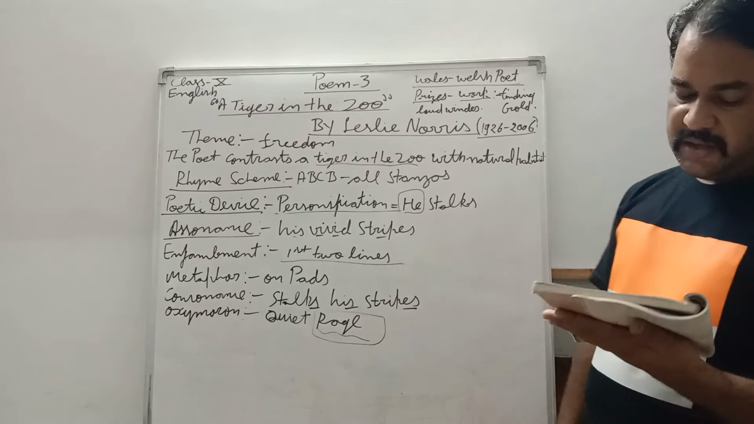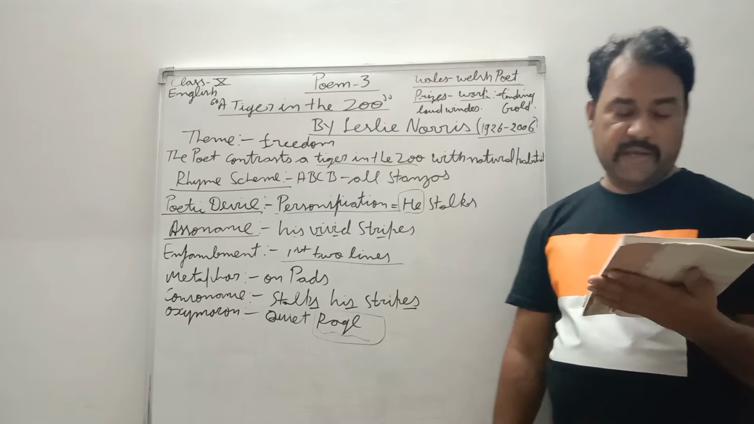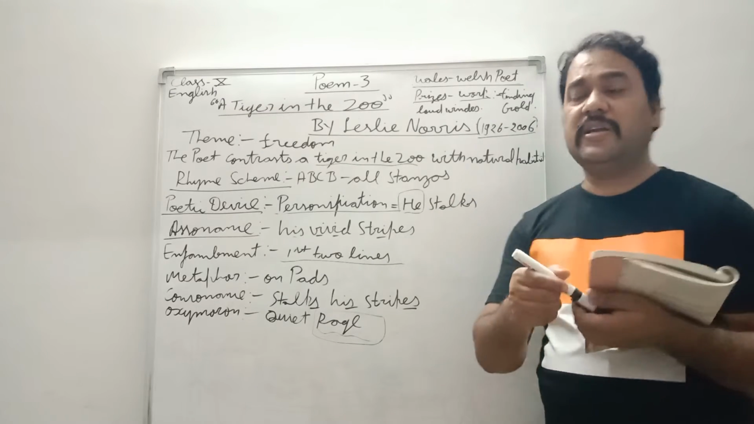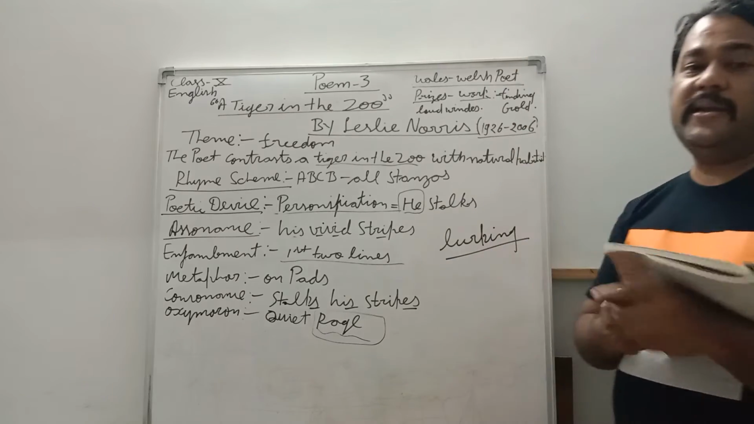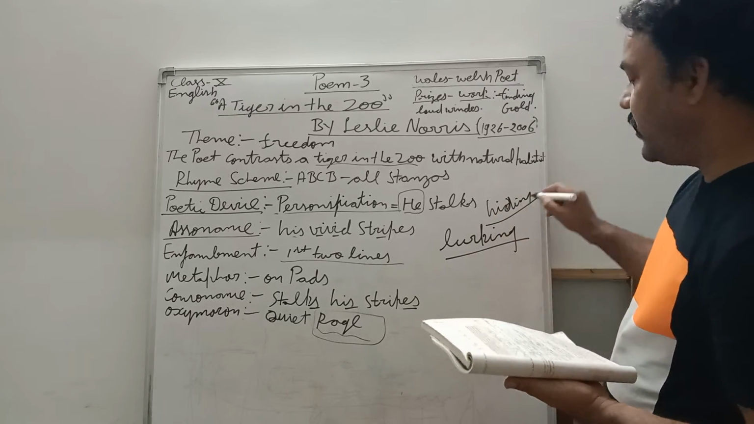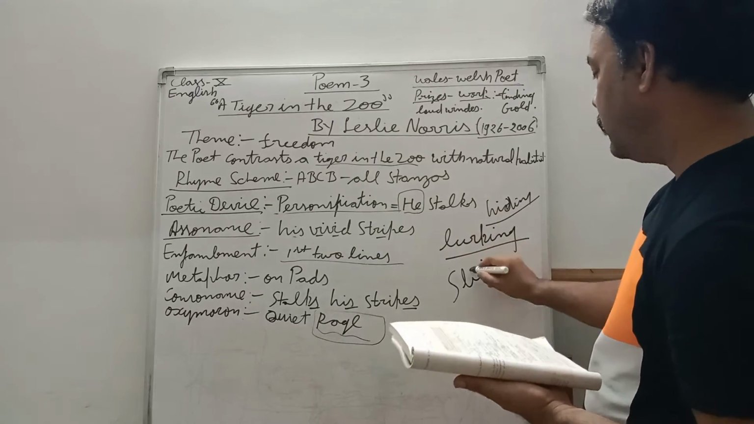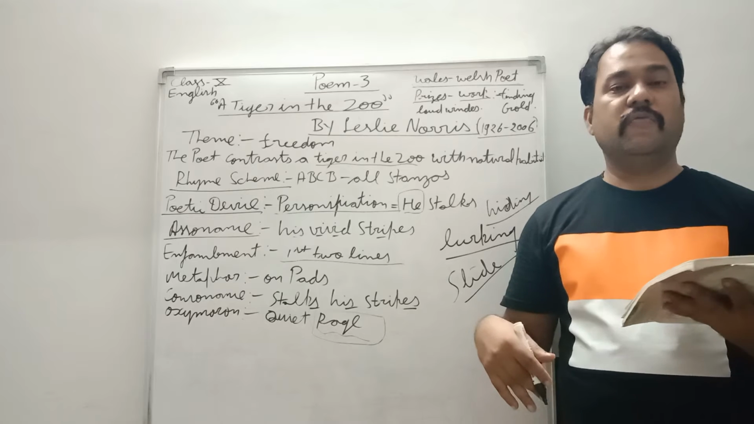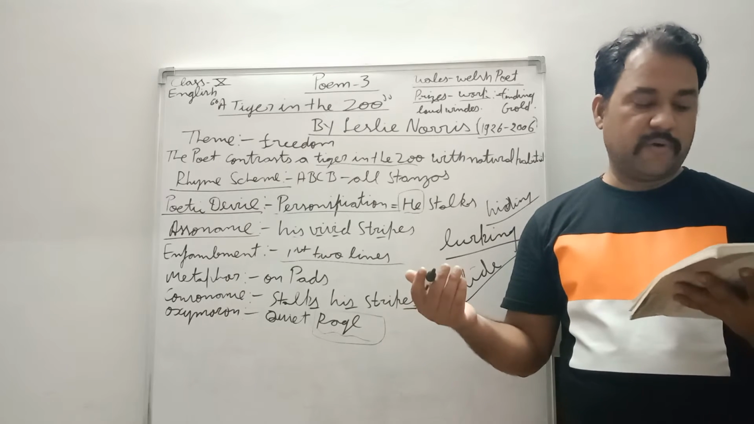Let's move on to the second stanza. He should be lurking in shadow, sliding through long grass near the waterhole where plump deer pass. In the second stanza, the poet says that the tiger should have been lurking in shadows. If the tiger was not here in the zoo, what could it have been doing? It should have been lurking, and lurking means hiding for its prey, hiding for hunting. Sliding means going very slowly to catch its prey through the long grass near the waterhole, where the deer, antelope and many other animals come to drink water and take rest.